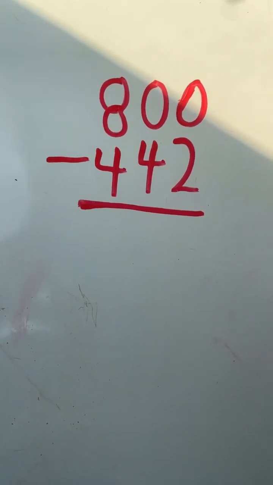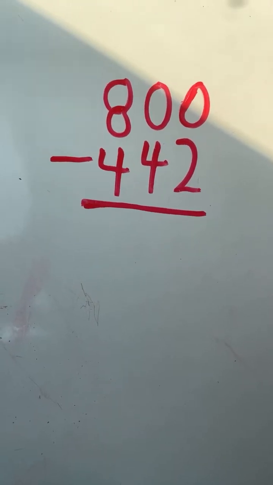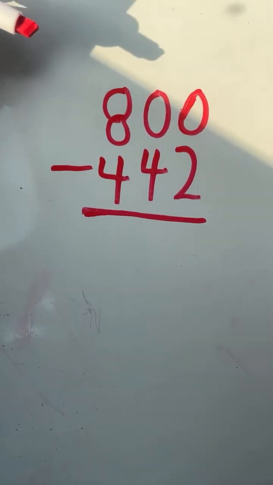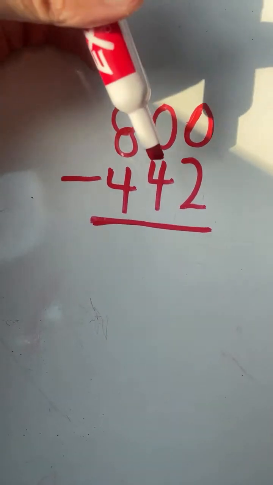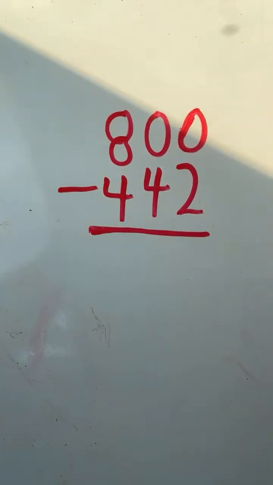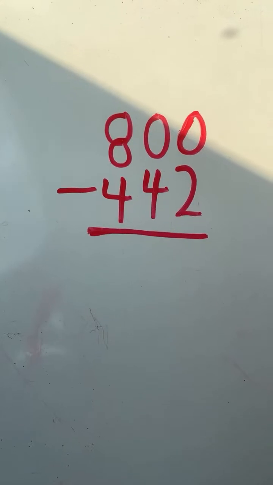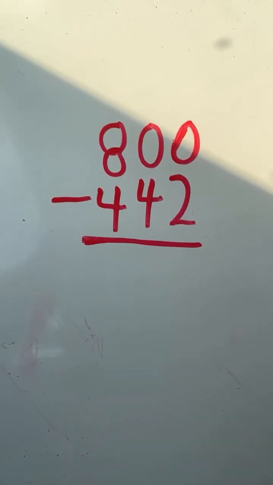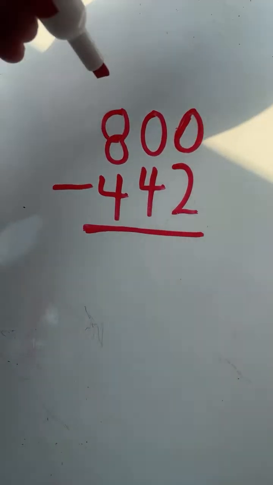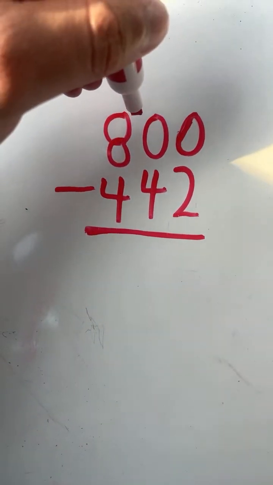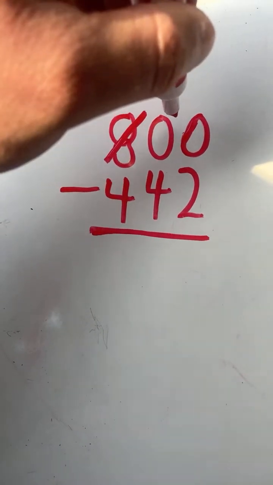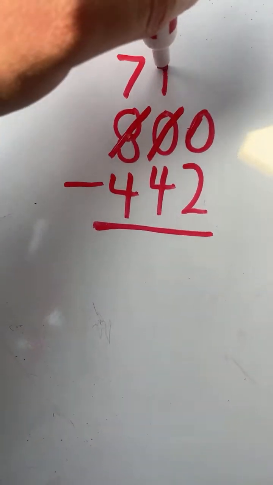800 minus 442. So again, step 1, we check if regrouping is needed, and it is, because you cannot start out with 0 and take away 4, and you cannot start out with 0 and take away 2. So we will need to regroup. So we're going to take a 10 from the hundreds place, the 8 is going to become a 7. The 0 in the tens place is going to become a 10.